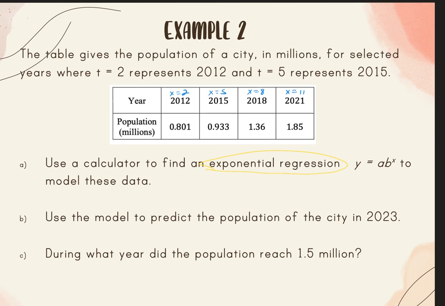So then I'm going to go to my stat, I'm going to go to my calc, and I'm going to go down to where it says exponential regression. We're going to answer questions on it, so I'm going to make sure I store it in my Y1, and I get my model, which would be y equals the a is 0.626 times the b 1.101 raised to the x.